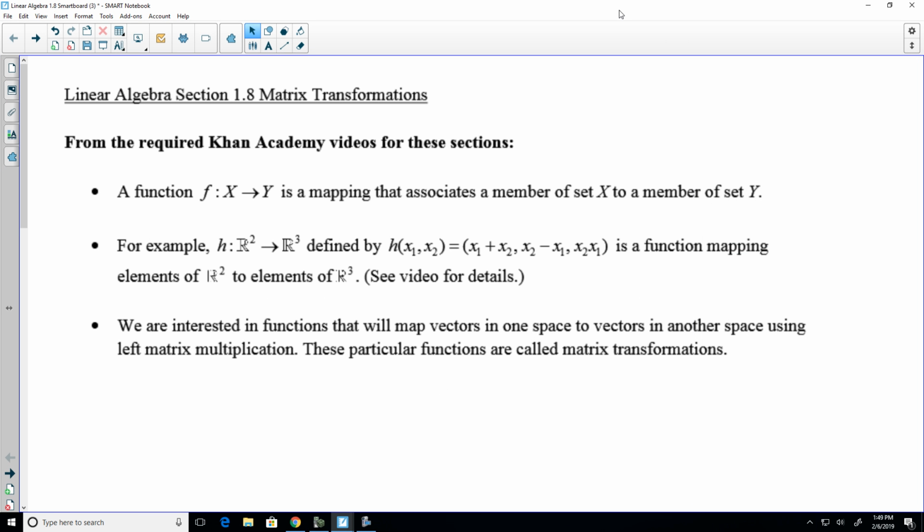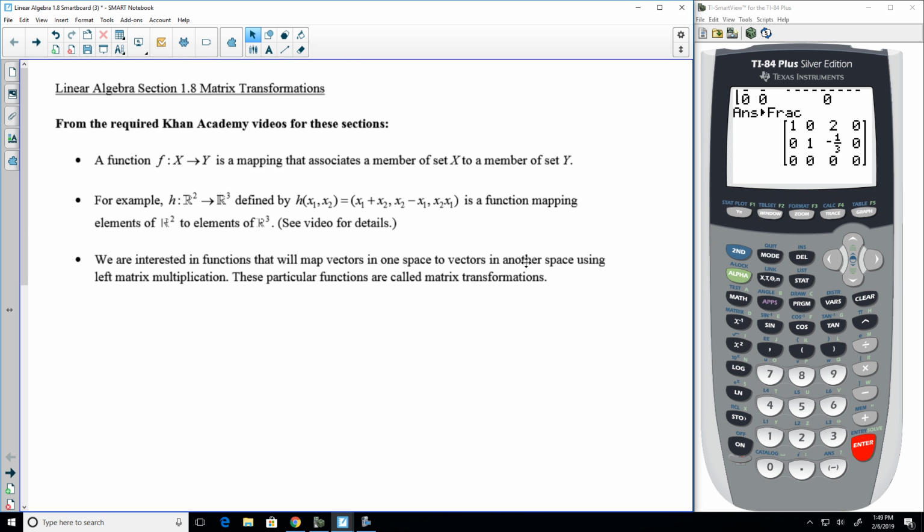Go to 1.8. Now this says required Khan Academy video. You don't have to watch a video, but maybe you should. But it's in the homework. I'll try to explain as much of this as I can. So 1.8 is called matrix transformations.